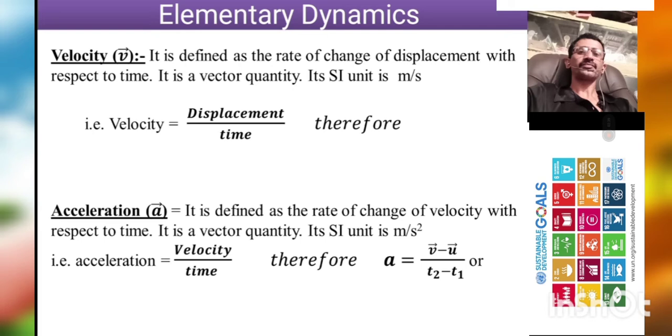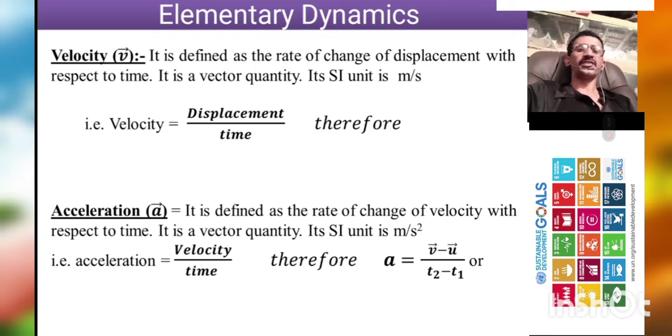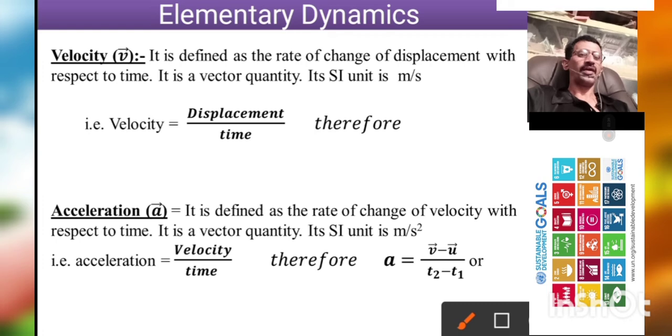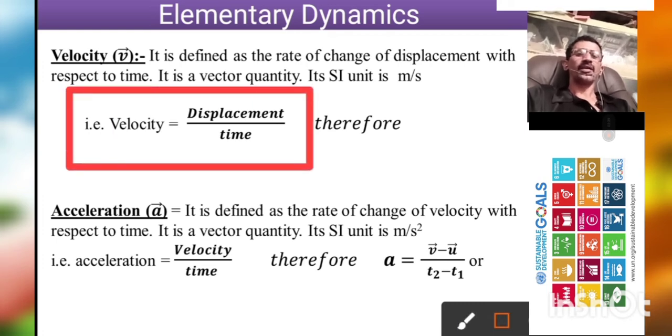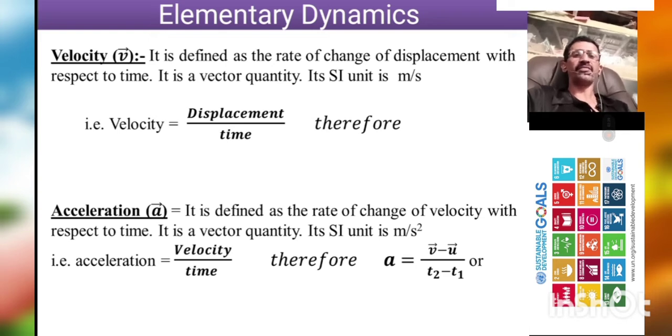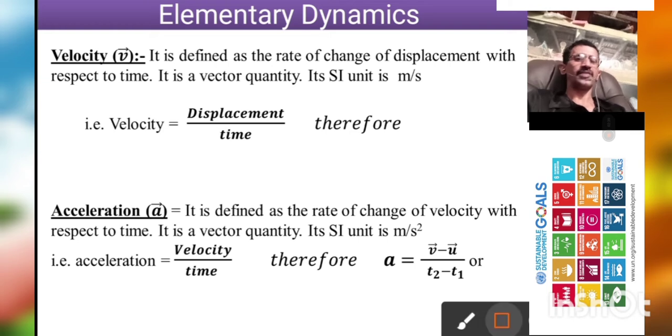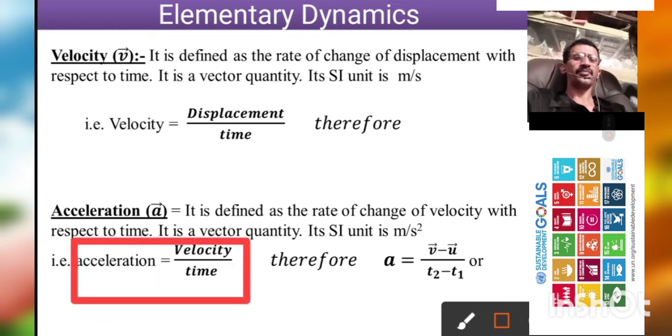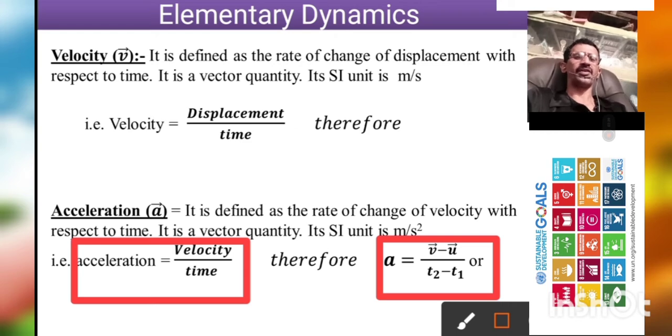Let's go ahead. The first definition you can see is velocity. As you know, velocity can be defined as the rate of change of displacement with respect to time. So we can write that velocity is given by displacement upon time. Similarly we can define acceleration. Acceleration is defined as the rate of change of velocity with respect to time. It is a vector quantity, and its SI unit is meter per second squared. So acceleration becomes the velocity upon time, or you can say the rate of change of velocity.